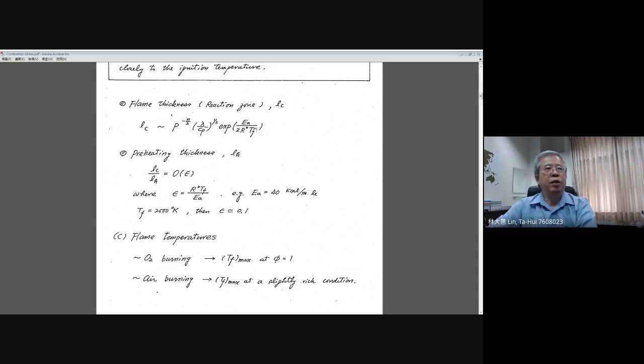And I already mentioned activation energy is a large value compared with the thermal energy. And if you have a minus sign, minus large value, then the exponential function of this minus large value means it is equivalent to a small value. Okay, and this contribution from the exponential function gives you the idea that the value of your flame thickness should be very small. Okay.